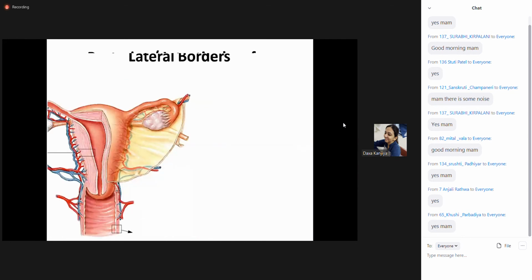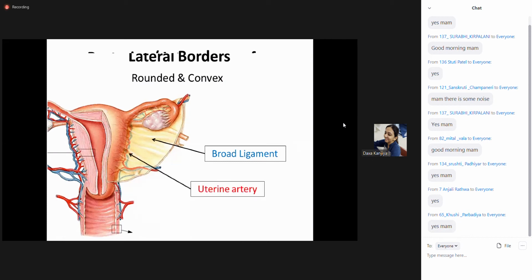Two lateral borders which give the attachments. These borders are rounded and convex outside. And this yellow color structure attached to the lateral border, that is the broad ligament. So it gives the attachment of broad ligament as well as it is related with the tortuous uterine vessels. Here you can see the uterine artery and uterine vein run along the lateral border of the uterus.